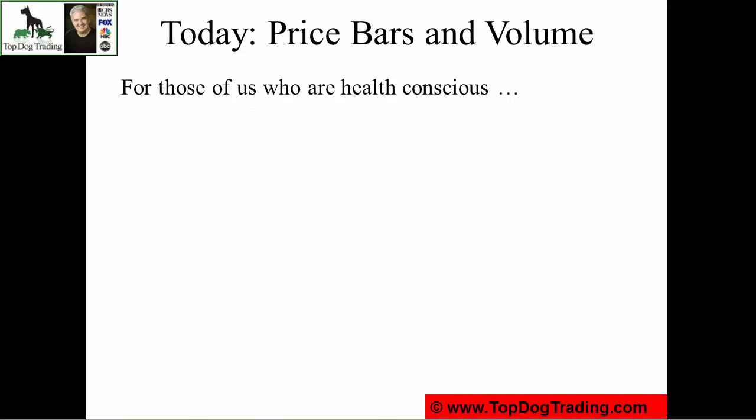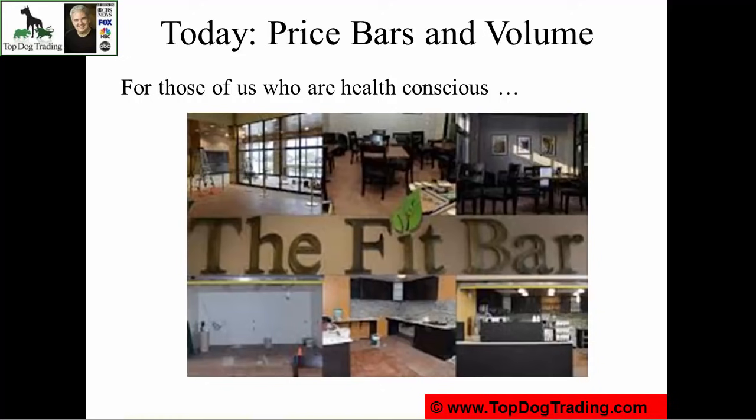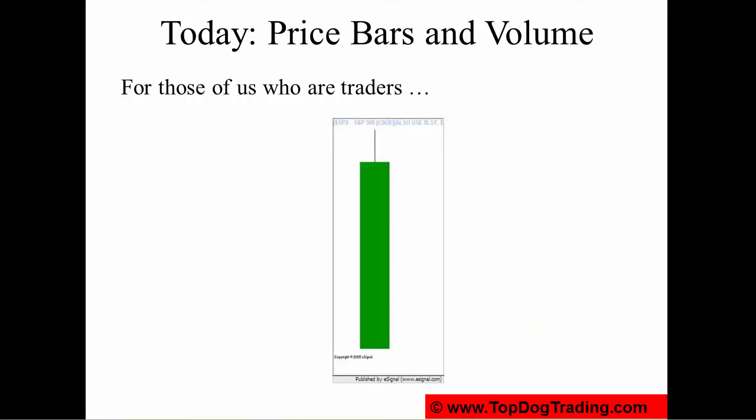Okay. Well, if you're health conscious, no, that's a bar. That's where we should all be. After we're done trading, go to the gym, go to the fit bar. But if we're traders, okay, that's a bar. Now, let's look at the logic of what this actually means.